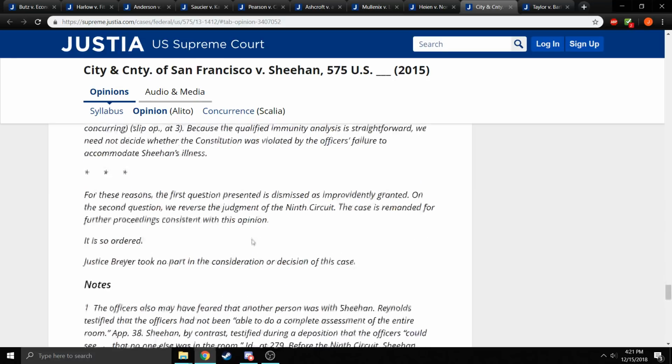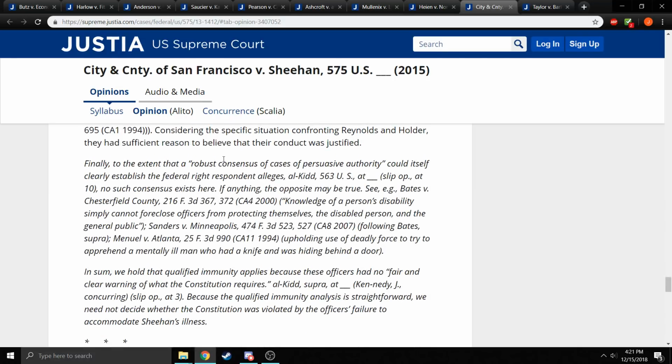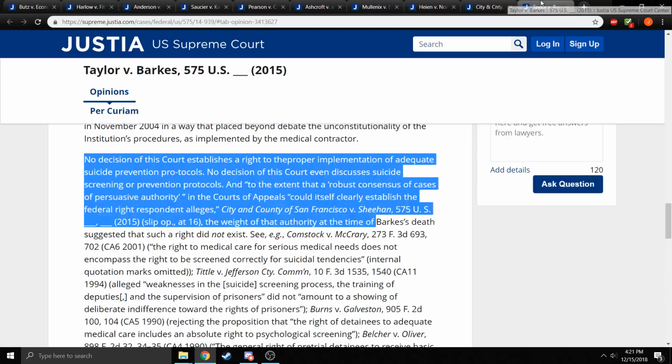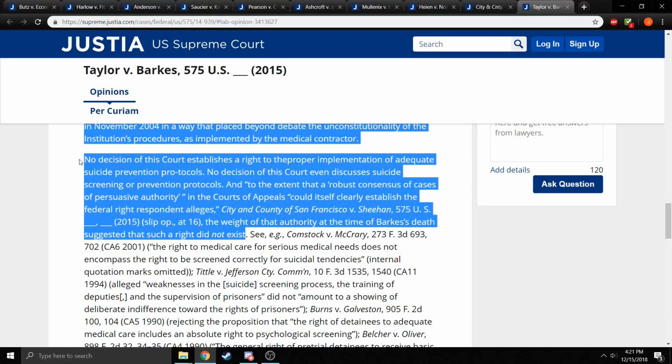And then they have verbiage that they threw in down here, the robust consensus of cases, but I'm going to look at it over here in Taylor v. Barks. This is also 2015. No decision of this court establishes a right to the proper implementation of adequate suicide prevention protocols. No decision of this court even discusses suicide screening or prevention protocols. And to the extent that a robust consensus of cases of persuasive authority in the courts of appeals could clearly establish the federal right respondent alleges, the weight of the authority at the time of Barks' death suggested that such a right did not exist.